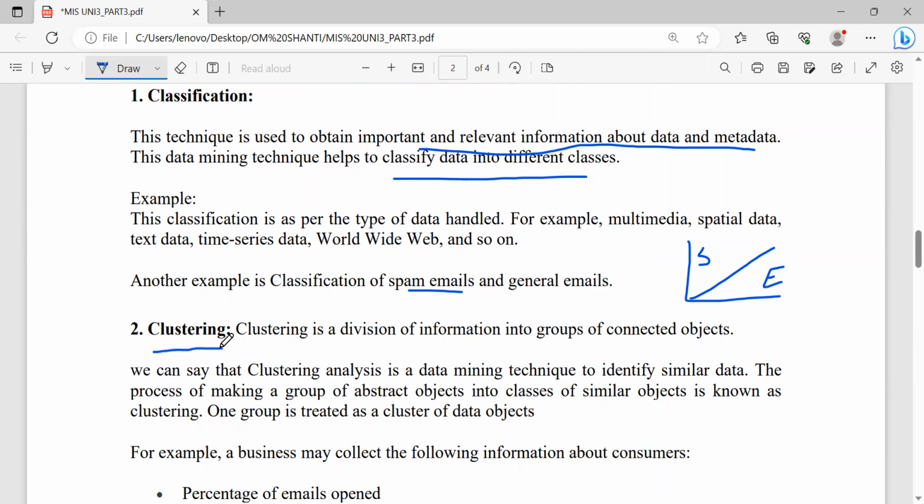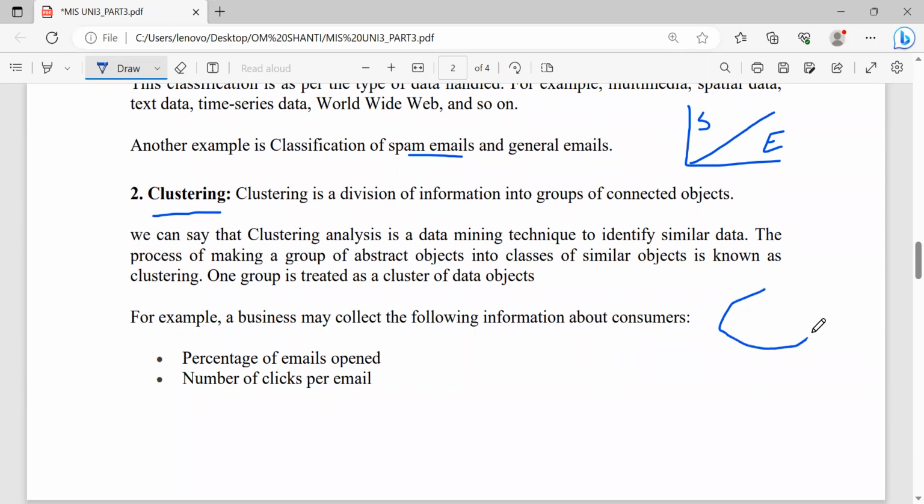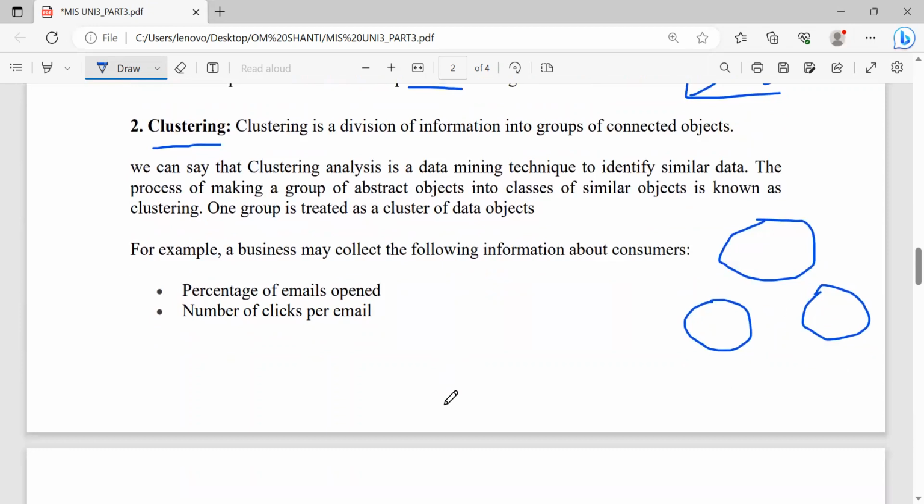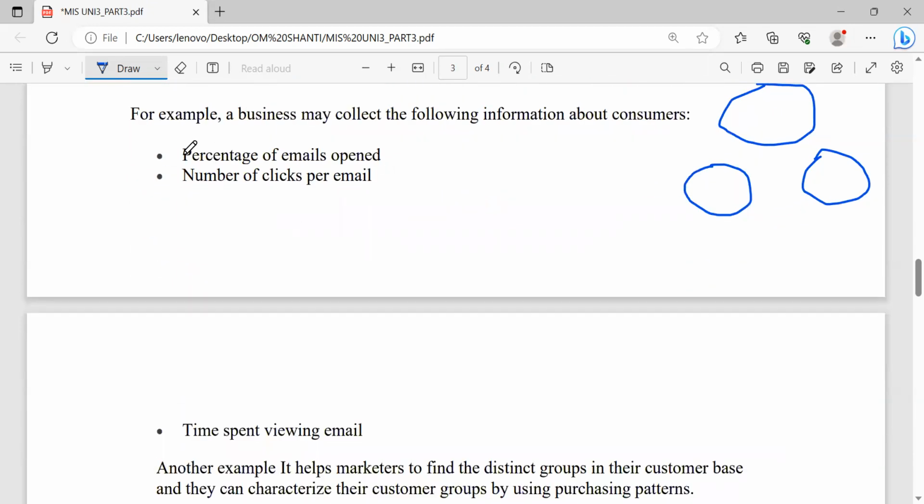Clustering. Clustering, as its name implies, cluster means group. What are we making? We are making groups. How are we making groups? Of relevant information. When different groups of relevant information are made, that is called a cluster. Like we make a group for the percentage of emails opened. How many persons open the email come in one cluster. How many persons click on the email, in one cluster. How much time is spent viewing the mail, one cluster. We are making clusters, we are making groups.